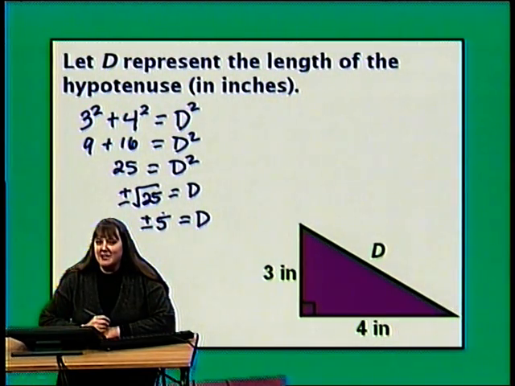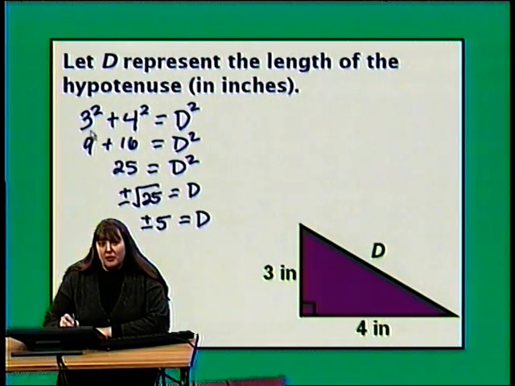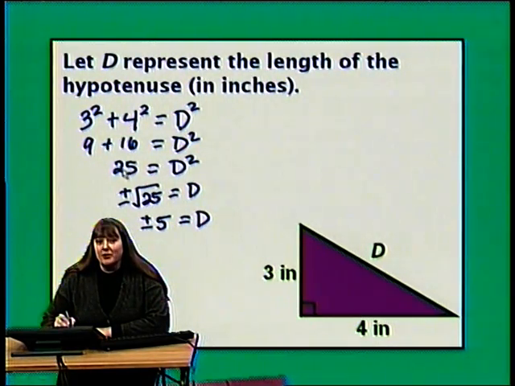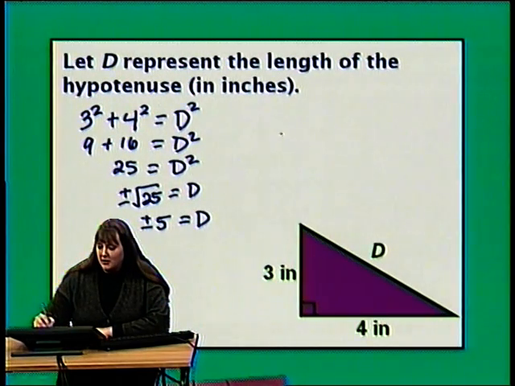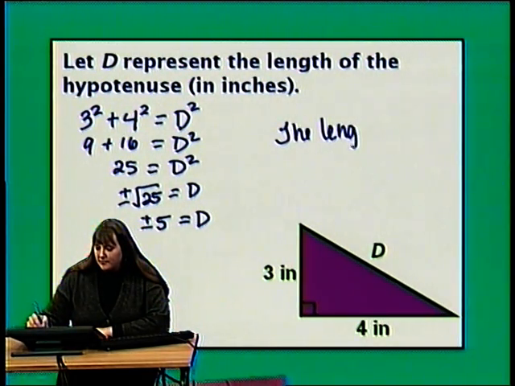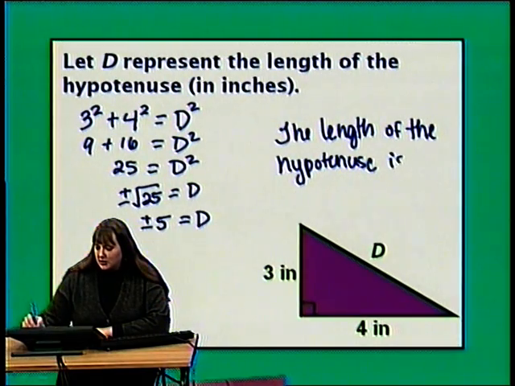Let's make sure that this does actually check before we write down our solution. We already figured that 3 squared plus 4 squared, the sum of the squares of the legs, is 9 plus 16, or 25. The only thing left to check is that the right-hand side of the equation, D squared, is also 25. Well, if we choose D equals +5, 5 squared is indeed 25. So let's write our conclusion. The length of the hypotenuse is 5 inches.